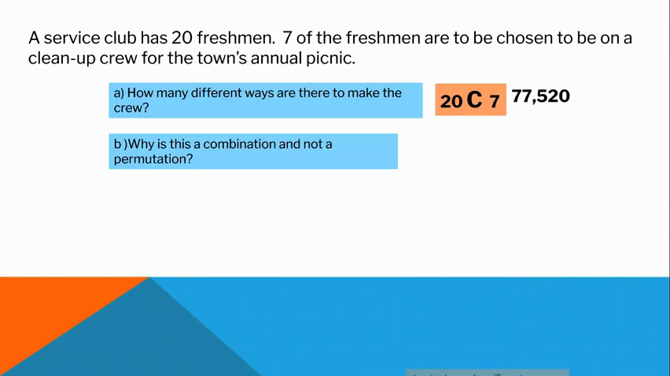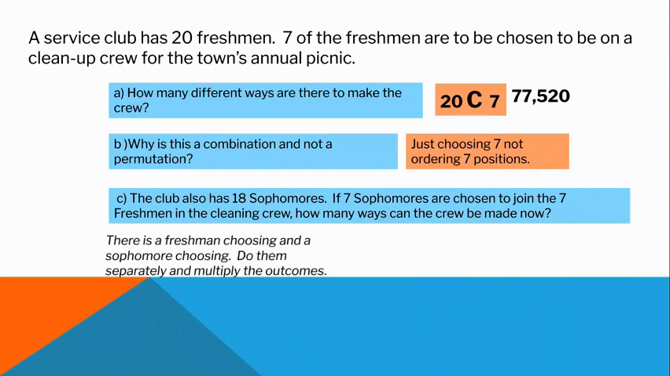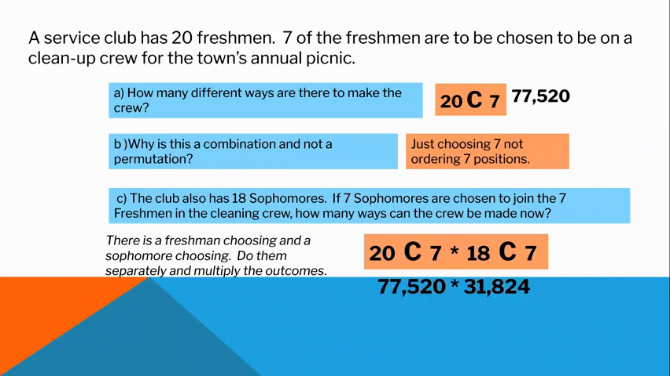Why is this a combination? Because it's just a group. Order didn't matter. The club also has 18 sophomores. If 7 sophomores are chosen to join the 7 freshmen, how many ways can the crew be made now? Well, we already know there's 77,520 ways that I can choose the freshmen. Well, let's find out how many ways I can choose the sophomores. So the sophomores, there were 18, and we're choosing 7. So we're going to do the multiplication, 20C7 times 18C7, and that's a lot of combos. Because order didn't matter.